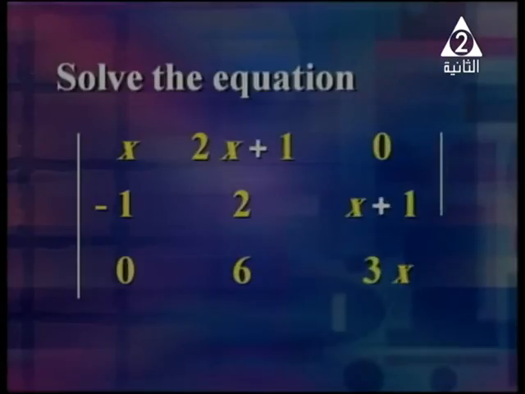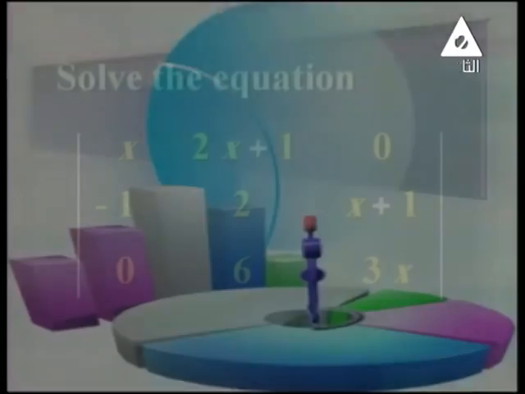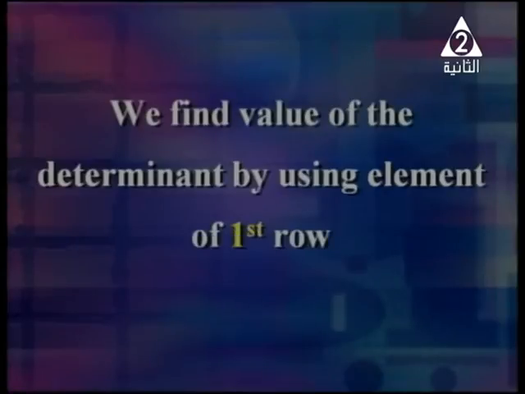Remember that, dear student. Solve the equation: determinant of the third degree, x, 2x plus 1, 0, 6, 3x. How to solve, equal 0? We find the value of the determinant by using the elements of the first row. Look at x multiply bracket containing 6x minus 6 multiply x plus 1 minus 2x plus 1.